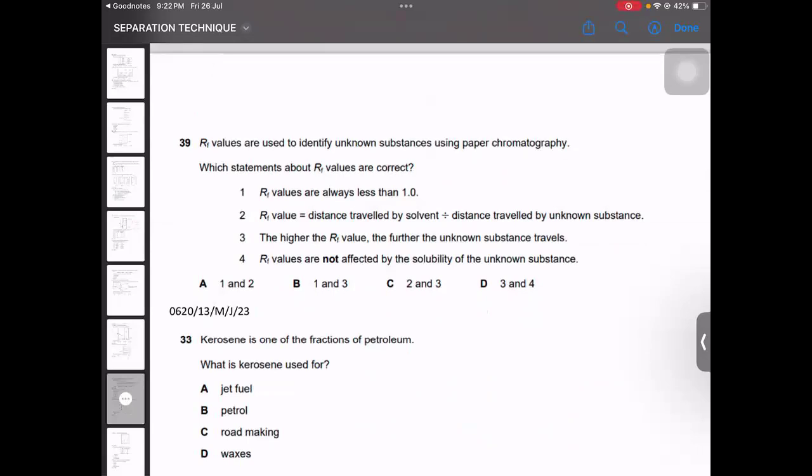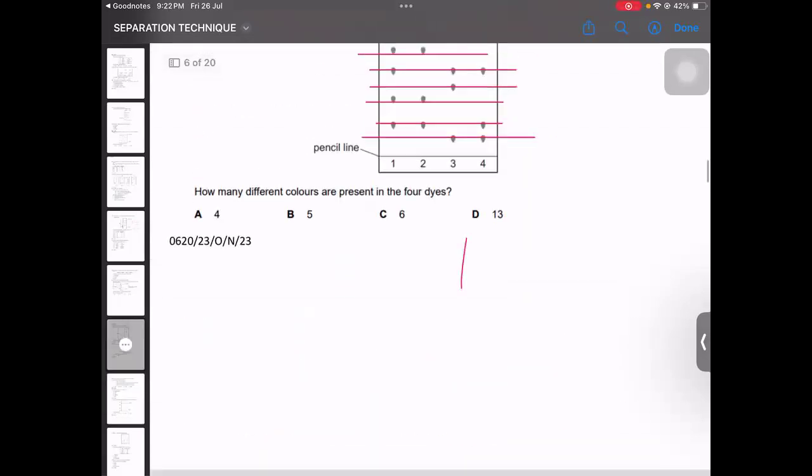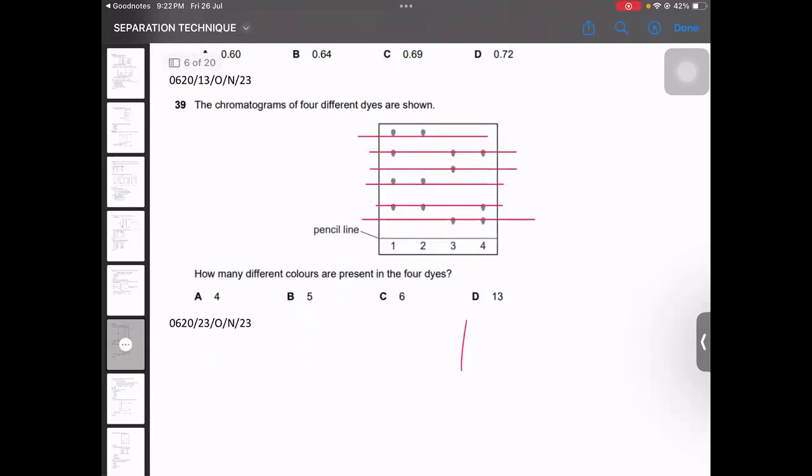Sir, I didn't understand this question. Can you please explain that? Basically, in this question you have to look at the total colors. The number of spots gives you the number of different species present in your sample. So the number of spots tells you the number of different colors. We calculate the total number of spots. Those spots which have the same RF value are counted as 1.